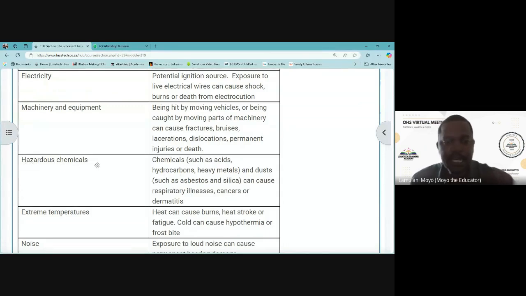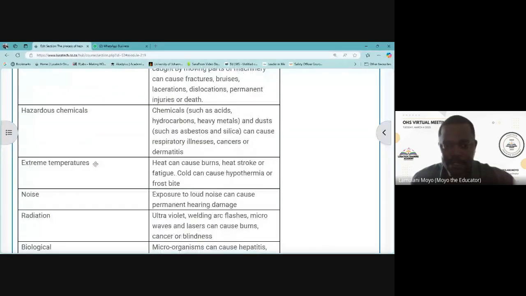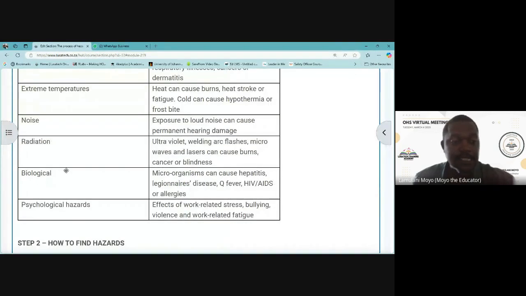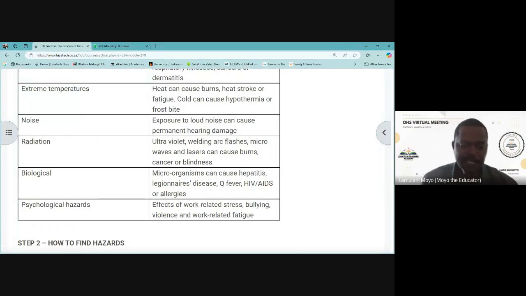We can be exposed to chemicals. Extreme pressure and temperatures can also lead to fatigue, heat stroke, and sunburn. Noise, excessive noise can damage our hearing abilities. Radiation, biological and psychological hazards. Yes, at work we do have psychological hazards. People who tend to bully us. There are some people who would bully other people, and it's just wrong.